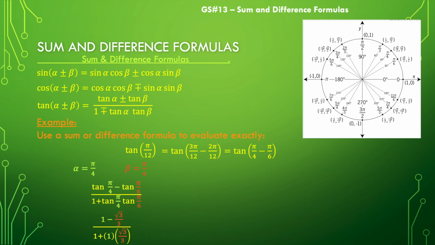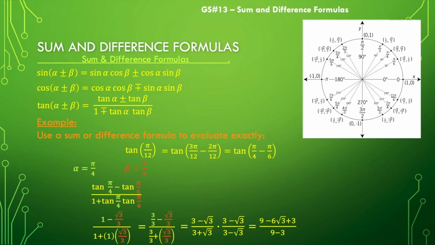So I've got 1 minus the square root of 3 over 3. And then on the bottom, I've got 1 plus the square root of 3 over 3. Get some common denominators so I can add them together. Now get rid of the denominators by multiplying both the numerator and the denominator by 3. And then rationalize our denominator by multiplying by 3 minus rad 3 on both top and bottom.